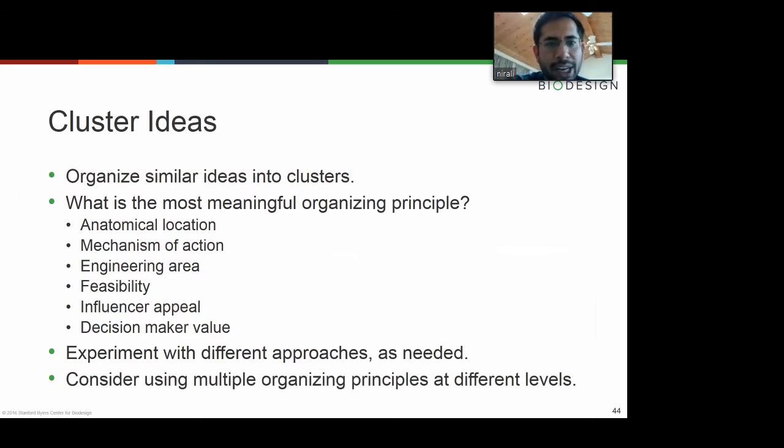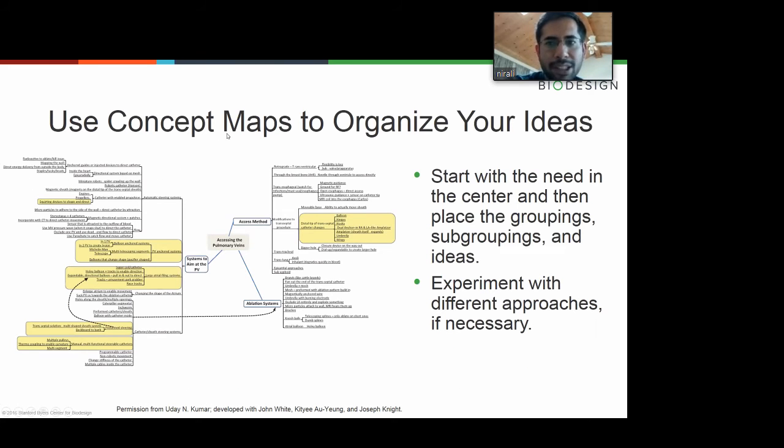You want to cluster the ideas, organize them into similar categories. What's the most meaningful organizing principle? Is it by the engineering area, by the mechanism of action, by the location, by the feasibility? We want to experiment with different approaches as needed, and you can see where the gaps are. So, for example, here's a map, a concept map, that can be useful. You can have different categories, here are different types of ideas, and you can see maybe we don't have enough ideas in this area, so we can go back and brainstorm in this section. So this is a way to organize your ideas.